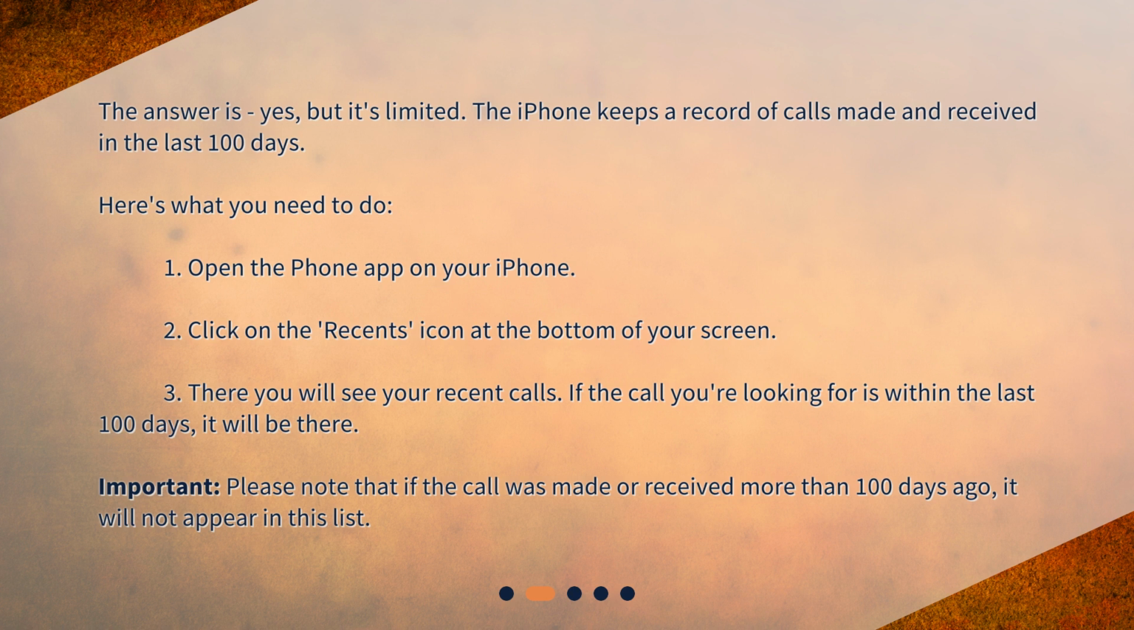1. Open the Phone app on your iPhone. 2. Click on the Recents icon at the bottom of your screen. 3. There you will see your recent calls. If the call you're looking for is within the last 100 days, it will be there. Important: please note that if the call was made or received more than 100 days ago, it will not appear in this list.